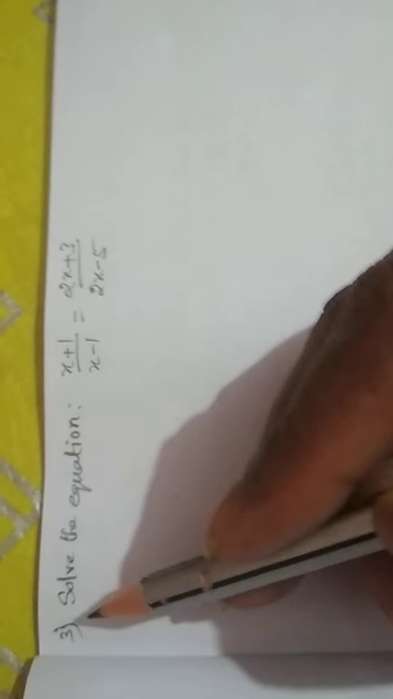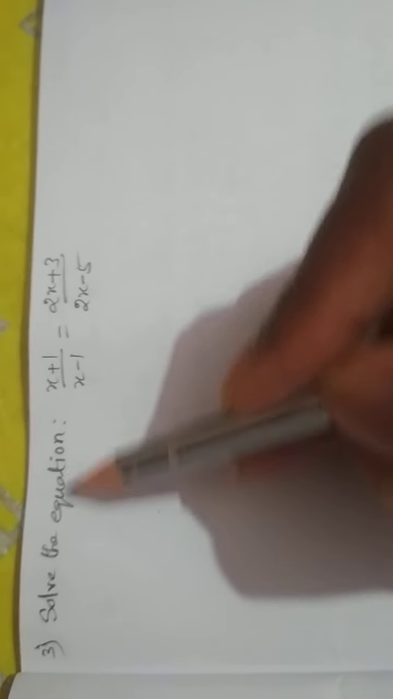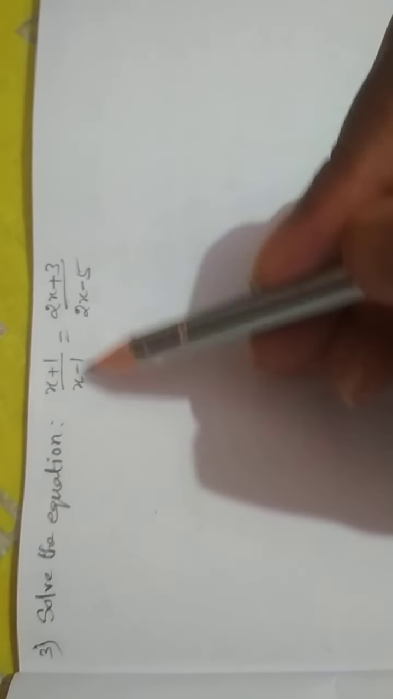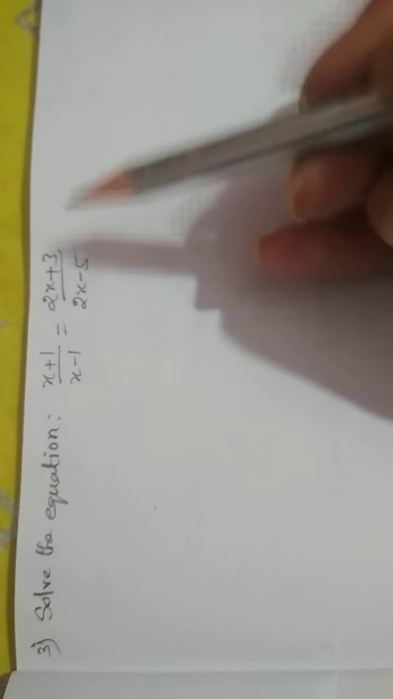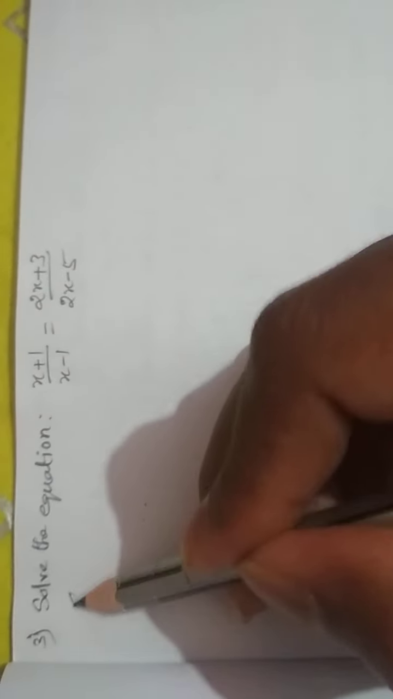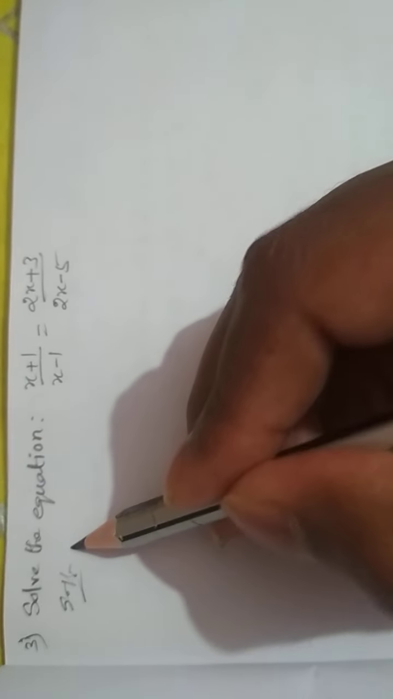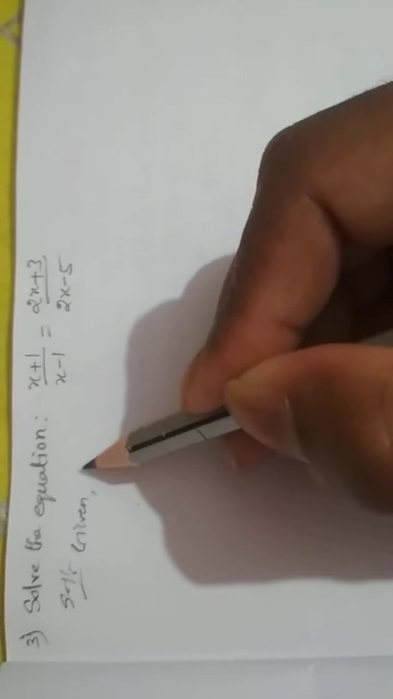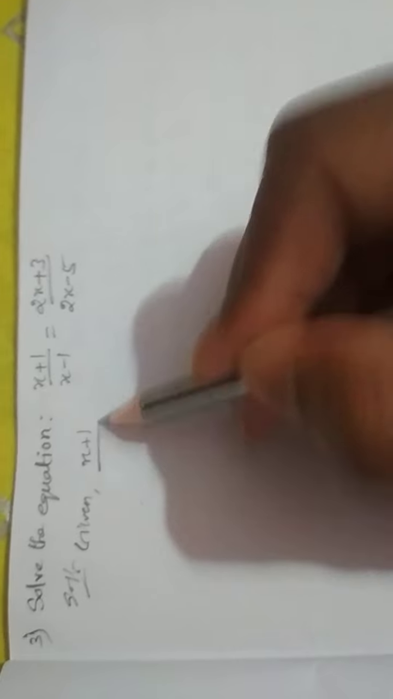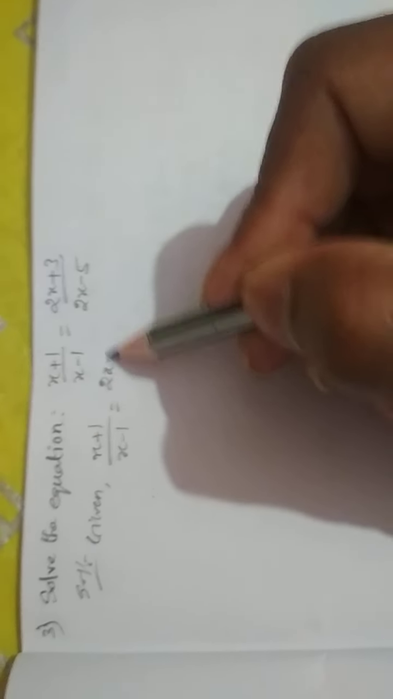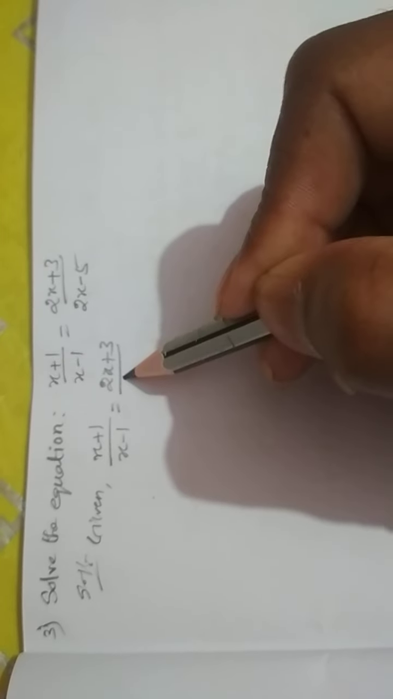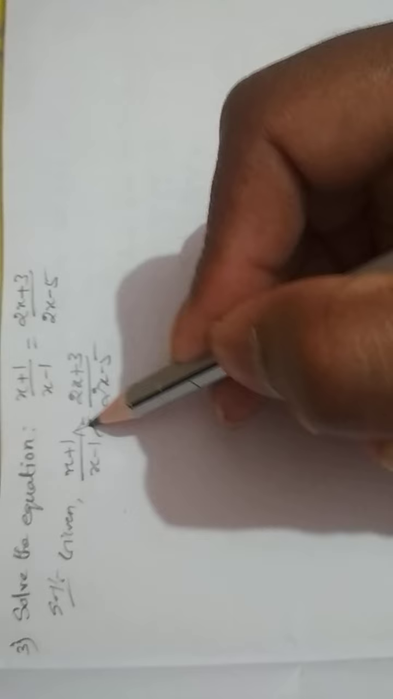Next, third question. Solve the equation x plus 1 by x minus 1 is equal to 2x plus 3 by 2x minus 5. Solution. Given x plus 1 by x minus 1 is equal to 2x plus 3 by 2x minus 5. So we do the cross multiplication.